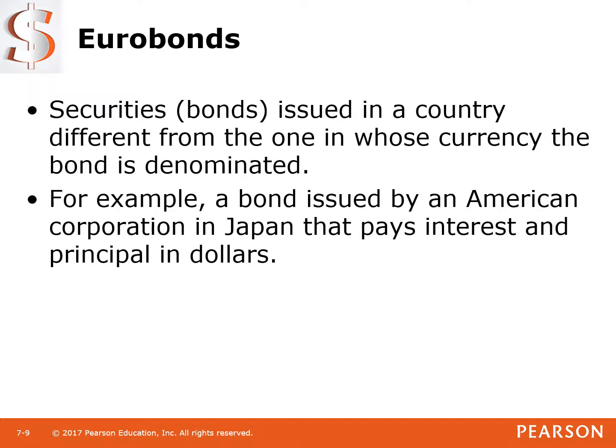Eurobonds. These are securities that are issued in a country different from the one in whose currency the bond is denominated. So if a bond is issued by an American corporation in Japan, it pays interest and principal in dollars. Okay, so it's just a term to use to describe that type of security.